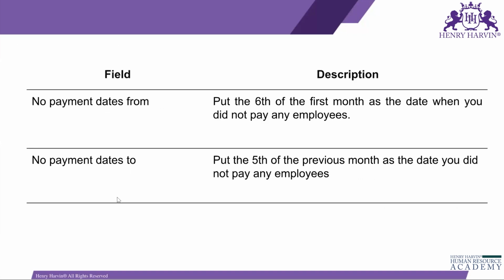No payment dates from: okay, if there are multiple periods that you are not going to pay, then you can put the 6th of the first month as the date when you did not pay any employees. So if you're starting this month, you have to start with this month. You can select the 6th of this month. No payment dates to: so till the month you think you will not be paying the employees. In this case of 3 months, you can select the end date 3 months ahead, like November to January, or now November to February.